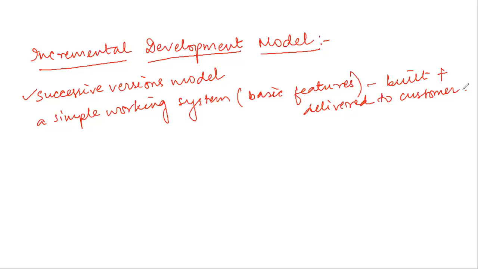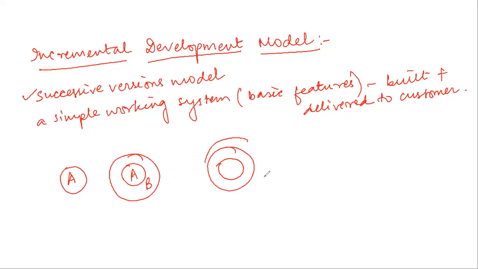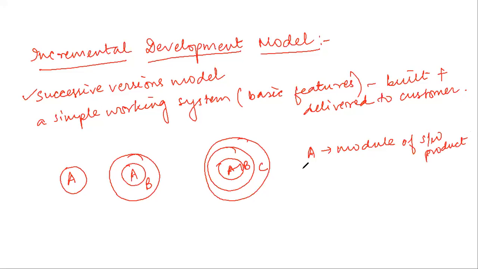That means, suppose I have this, then with this I have this, then with this and this I have this. So A is one module of the software product. B is also one module. C is also one module. So A, B, C are different modules of the software product. These are incrementally developed and incrementally delivered. That is, they are developed in successive iterations and successive versions are implemented.